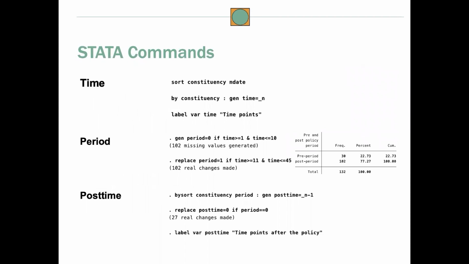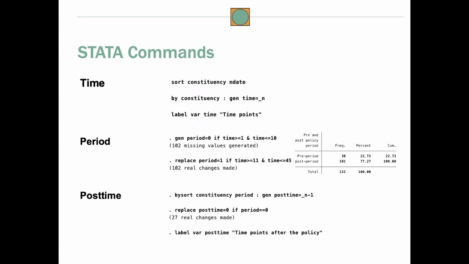So we successfully created our time, period, and post-time variables using the command on this slide. For the time variable, we sorted our data before creating the variable that counted the number of observations for each constituency. For the period variable, we assigned pre-periods a value of 0 and post-periods a value of 1. And lastly, for our post-time variable, we counted the number of observations after the policy introduction. We considered the month the policy was introduced as month 0 and then assigned pre-periods values of 1.